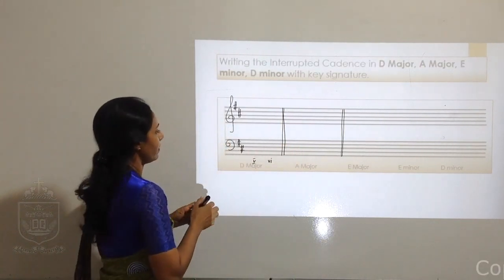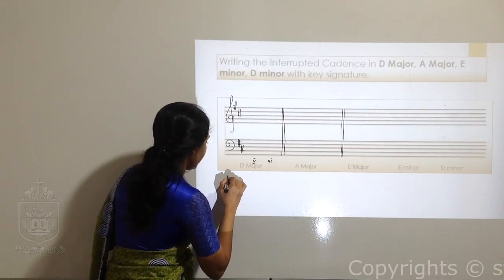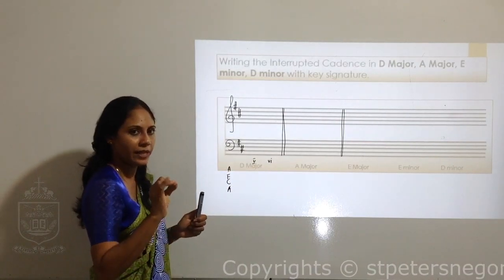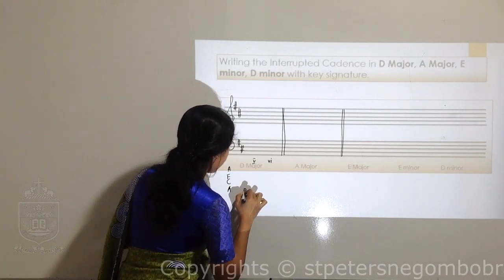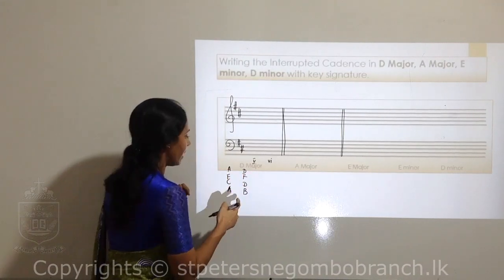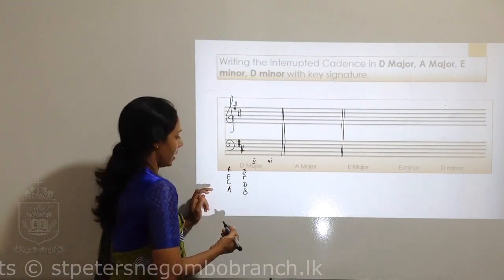D major chord 5: D, E, F, G, A. A, C sharp, E, A. Chord 6: D, E, F, G, A, B. B is the 6th chord. B, D, F sharp, D. We double the third note.